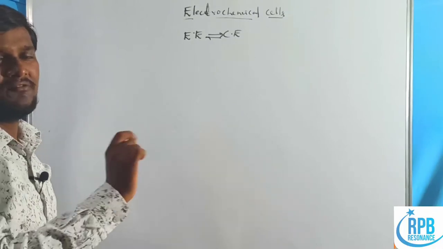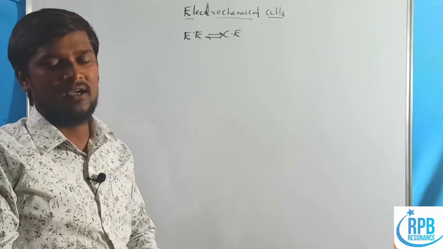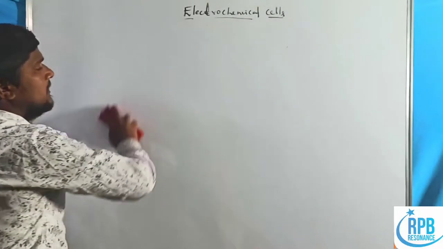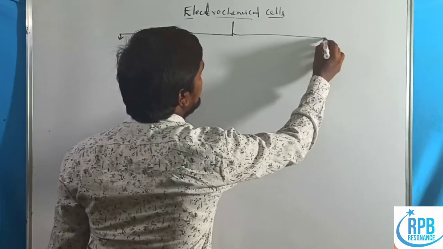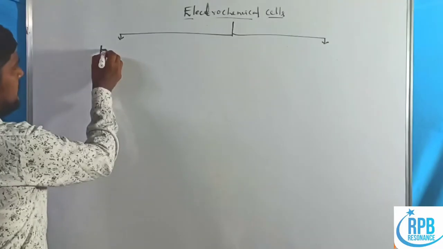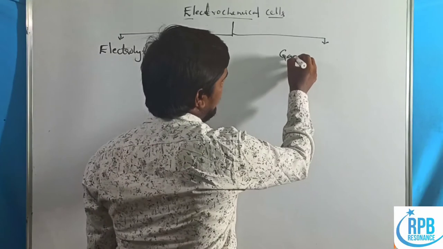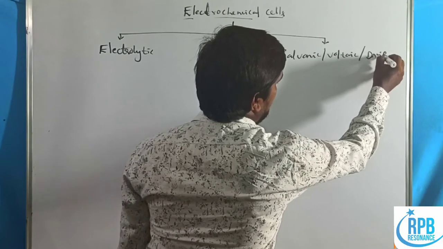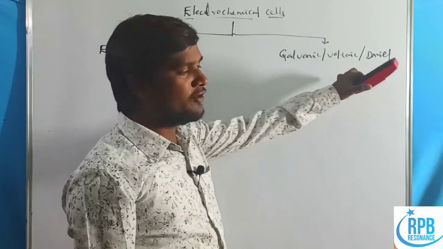So mainly based on the conversion of electrical to chemical and chemical to electrical, we deal with this type of chemistry as electrochemistry. First of all, we are going to discuss the classification of electrochemical cells. Here the electrochemical cells are mainly classified as two types. There are actually three classifications, but we are discussing the very basic concept. So it is mainly classified as an electrolytic cell and a galvanic cell, or voltaic cell, or Daniel cell. All are the same. So electrochemical cells are classified mainly into these two types: electrolytic cells, and galvanic or voltaic or Daniel cells.